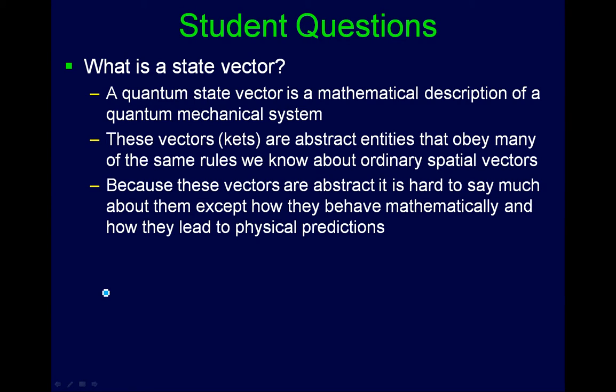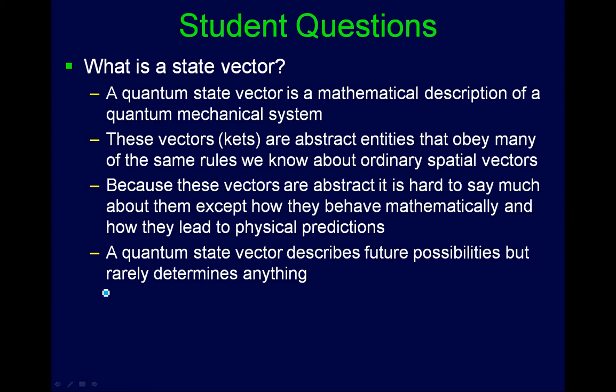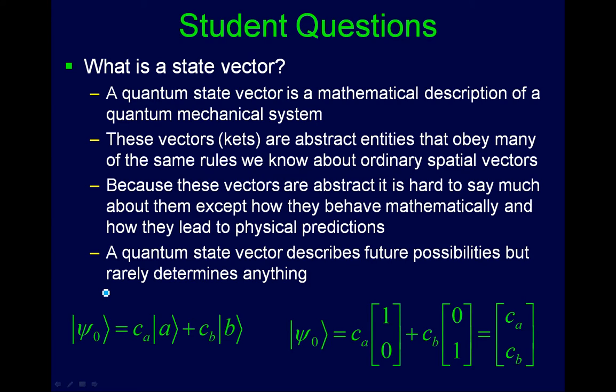All right, so we're going to learn recipes for how these vectors are going to help us predict the results of experiments. But the vector itself, as far as anyone knows, doesn't really represent anything. There is no physical representation of it. And a quantum state vector describes future possibilities but rarely determines anything. And so we're going to have this probabilistic part that we've been talking about. And so here's just two different ways that we'll represent these state vectors. Here's representing this as a combination of two kets, all right? And then these kets, we can always write them as a column vector. And so you also have this version of writing it as a column vector.